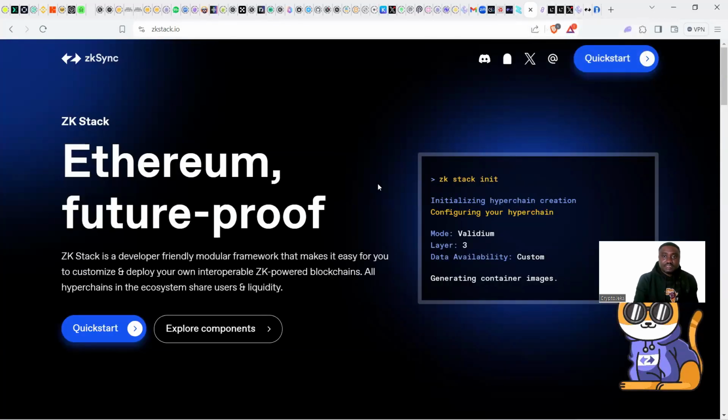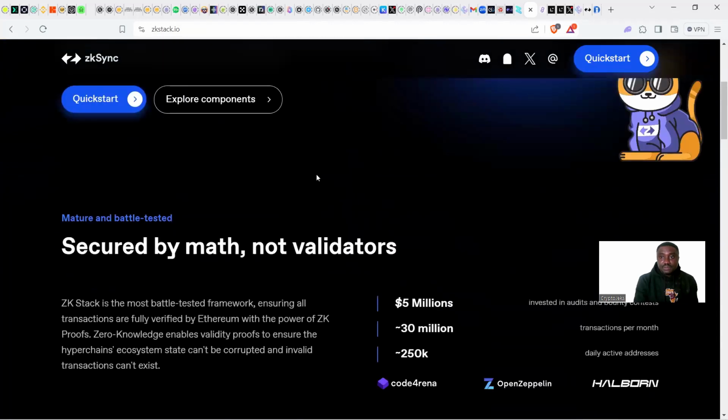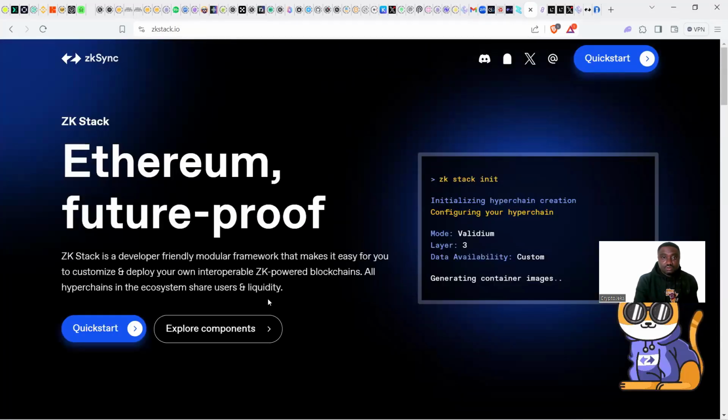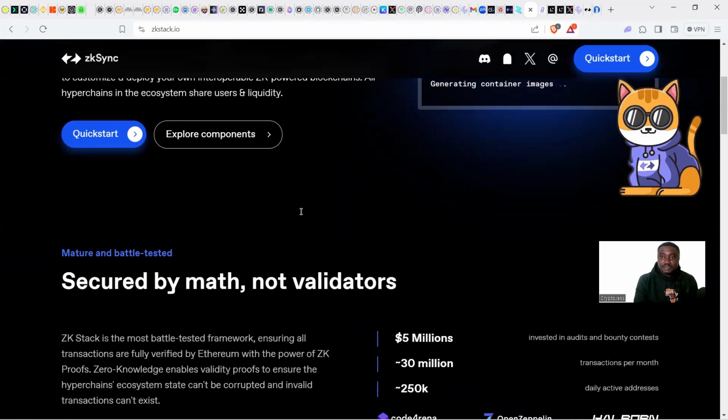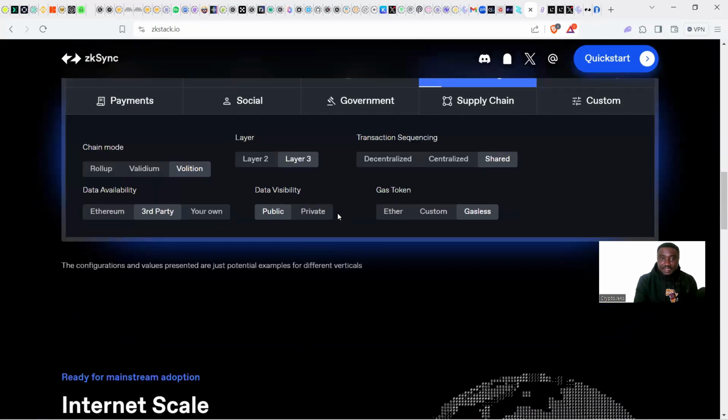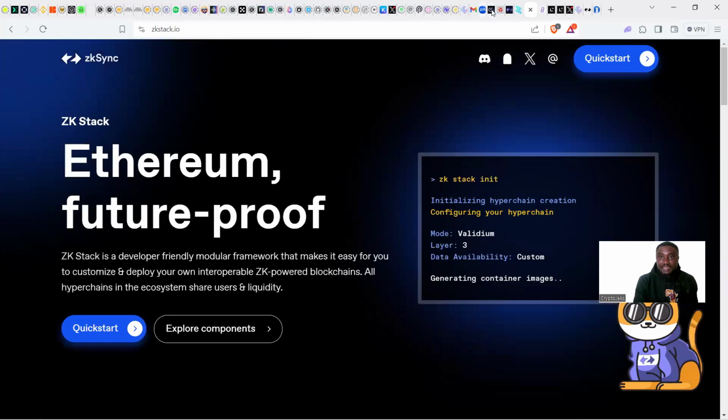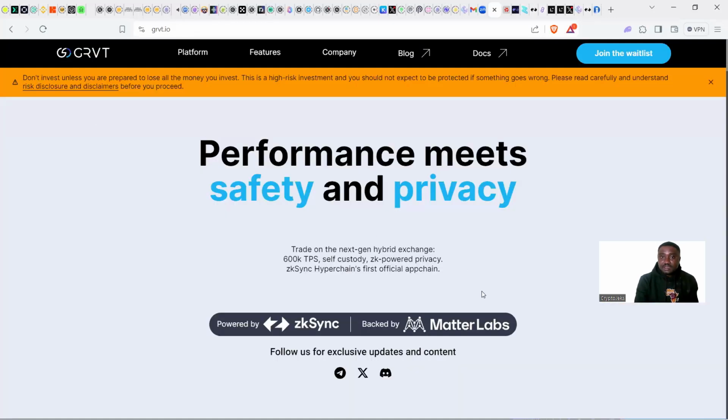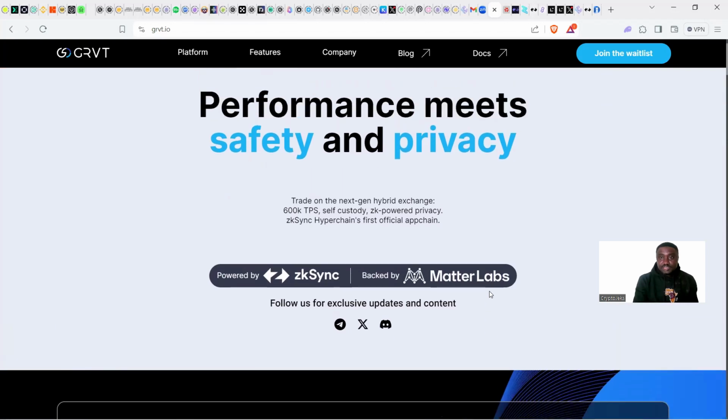Okay, so this is Zksync layer 3. This Zksync layer 3 makes it easy for you to build your own decentralized application on top of the Zksync chain. You can actually build your own protocol very easily on this. Now we are going to talk about a project on this particular layer 3, which is quite early, and that is GRVT.